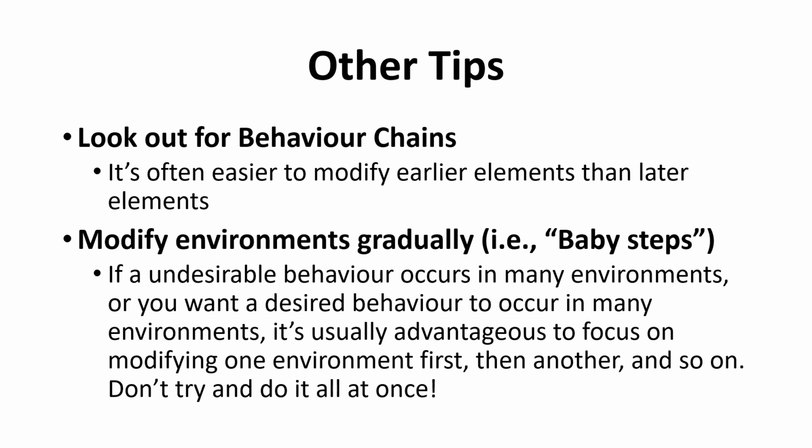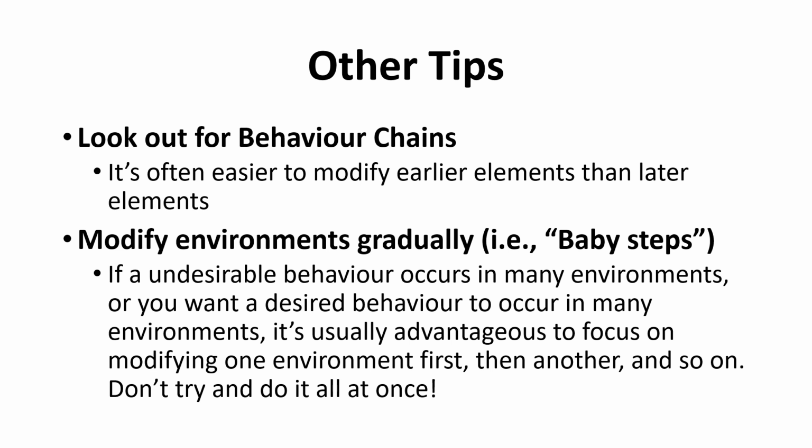So if we're trying to, let me see if I can come up with an example. Let's stick with the same one we've been using. Someone's trying to avoid eating junk food. So that behavior chain would be you think about eating junk food. Then maybe you go to the kitchen, and in the kitchen you see junk food. And then you open up the junk food and then you eat it.